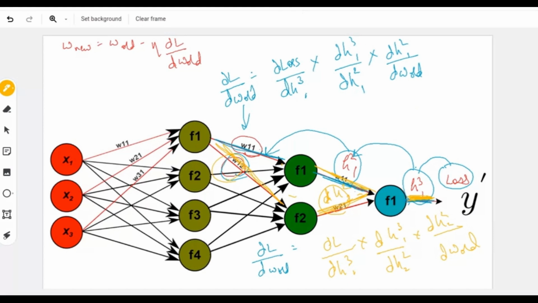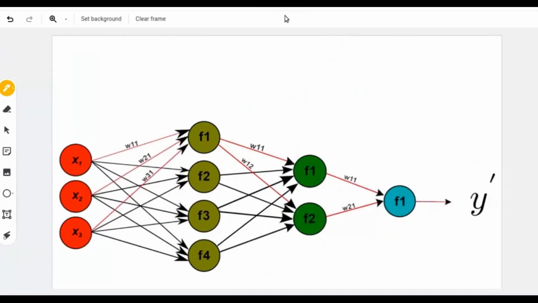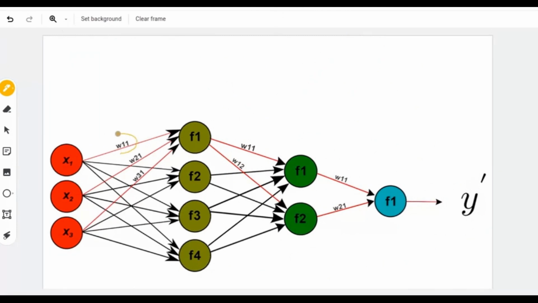Okay, now moving on to the final one here. So let us calculate for this weight. So firstly, what is the path? This is one. You go back here. Let me change the color. You have this here. You go back to this path here. Then you have this path here. And you have this path here. Right? But then there is also this path.